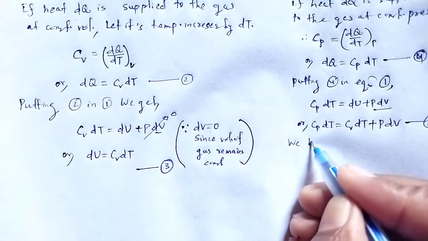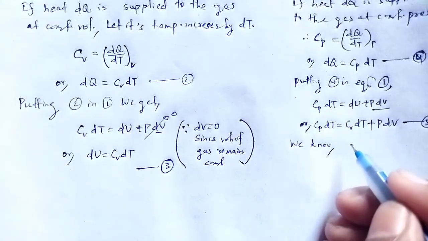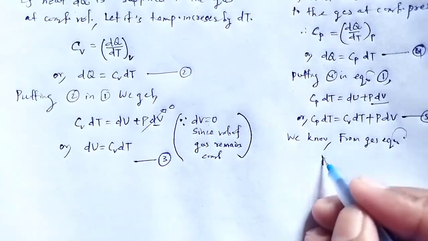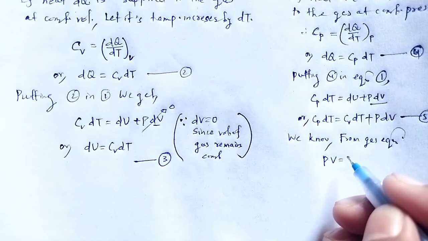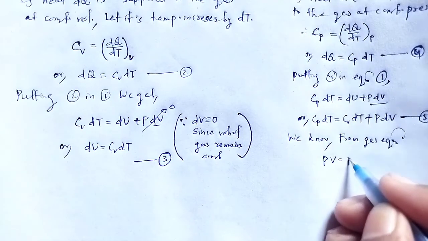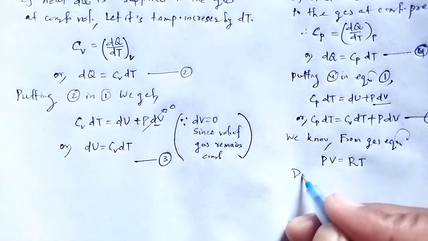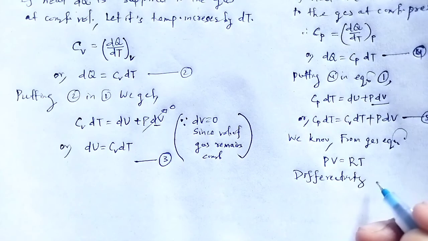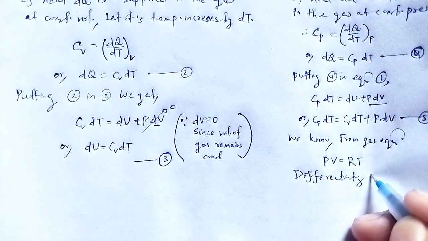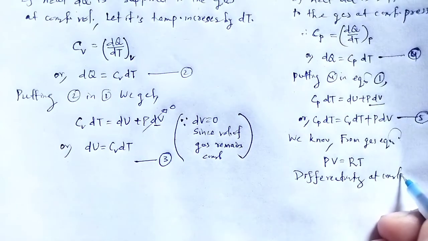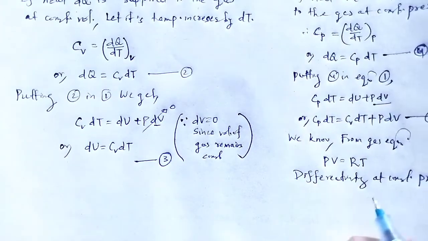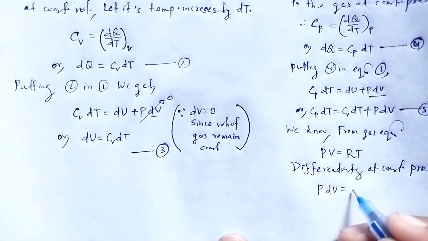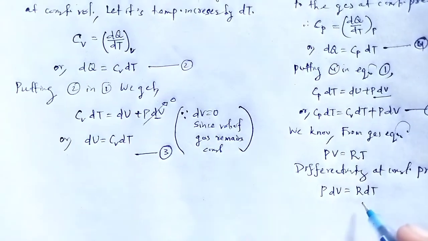We know from the gas equation PV is equal to nRT, but we consider 1 gram mole of gas, so PV is equal to RT. Now, differentiating both sides at constant pressure, we get P dV is equal to R dt.